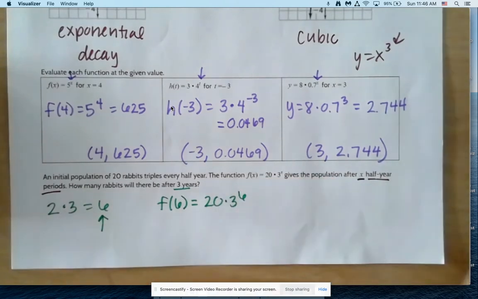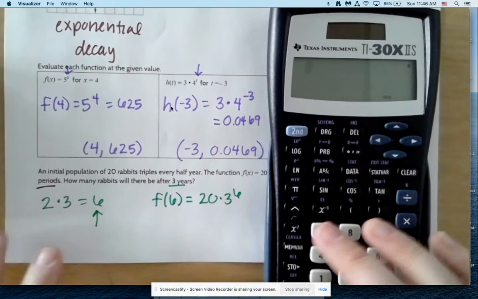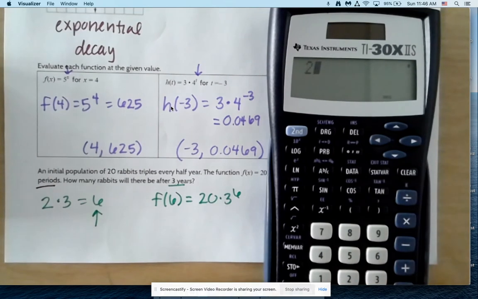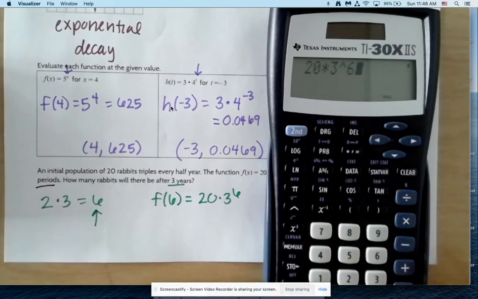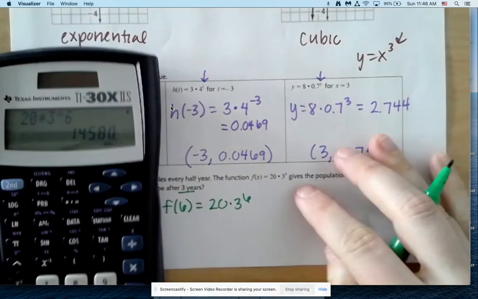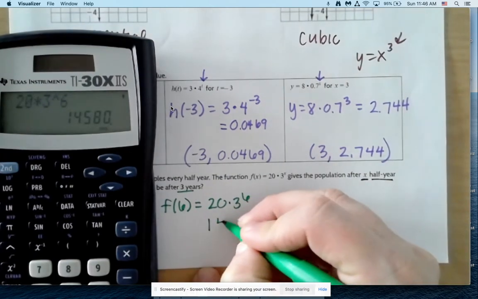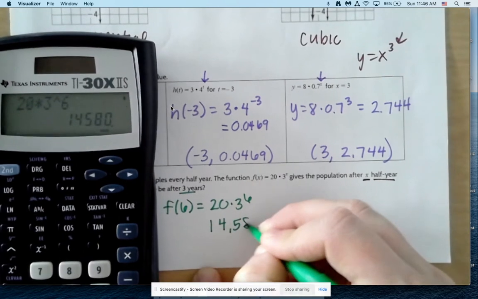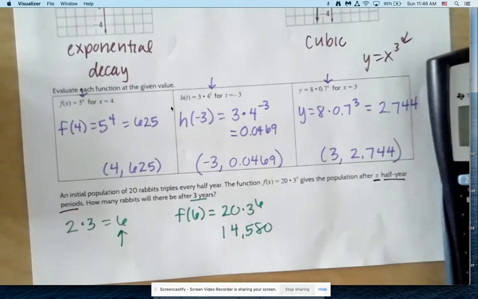Okay, so again, go back to your calculator. We're typing in 20 times 3 to the power, use that up arrow, of 6. Anyone have a guess? Remember, this is how many bunnies there will be after 3 years if we started with 20. A ton. 14,580. That's a lot to happen in just 3 years.